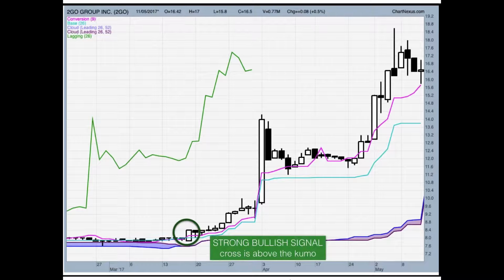A strong bullish signal occurs when the price crosses above the Kijun-sen while it is above the Kumo. The price of TOGO broke above the Kijun-sen while it is above the Kumo. It resulted in a strong upward trend.